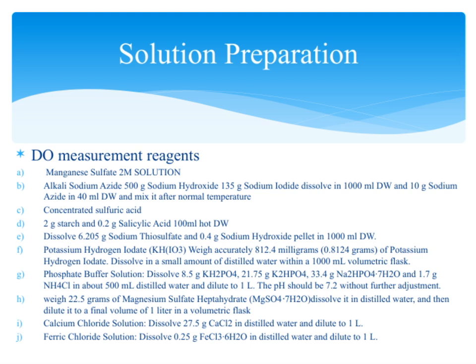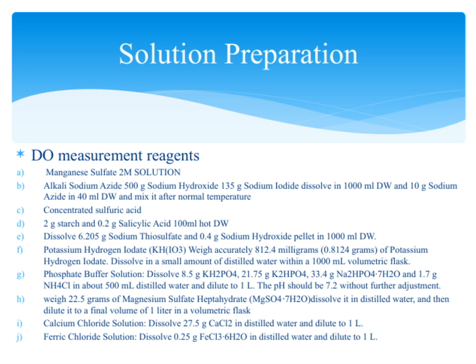Additionally, we'll take 10 grams of sodium azide and dissolve it in 40 milliliters of distilled water, mixing thoroughly at room temperature. Moving on, we need concentrated sulfuric acid, which will be used in subsequent steps. For the starch and salicylic acid, we'll dissolve 2 grams of starch and 0.2 grams of salicylic acid in 100 milliliters of hot distilled water.